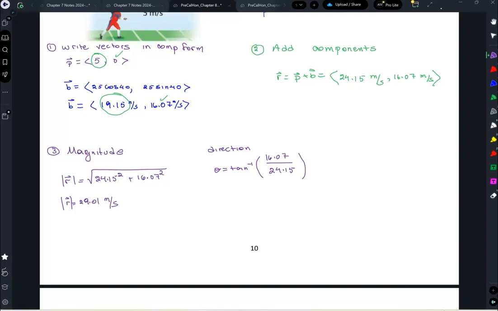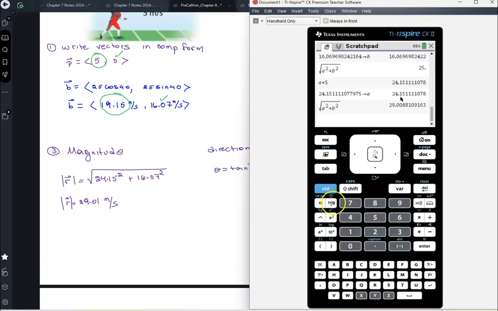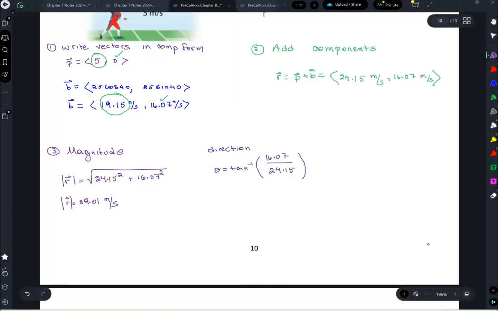Not A. No, not A. You changed A. B, no, A is the new A. It's B over A. Oh, I could get my calculator. So inverse tangent of B over A. Wait, is it 24.15 over 16.07 or other way? Oh yeah, other way.